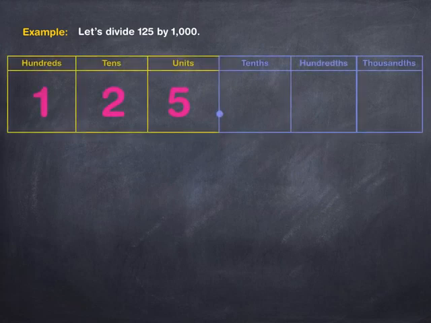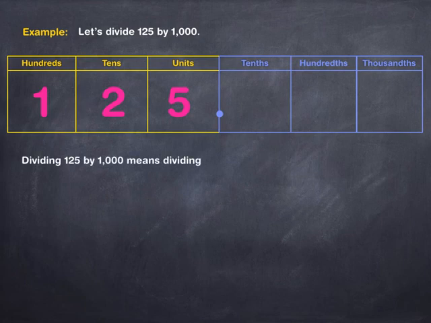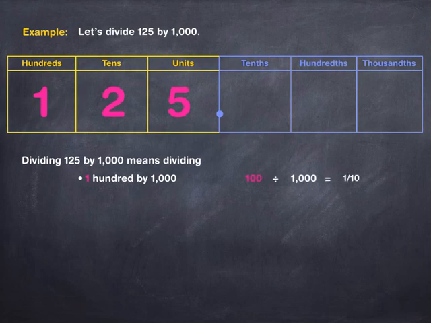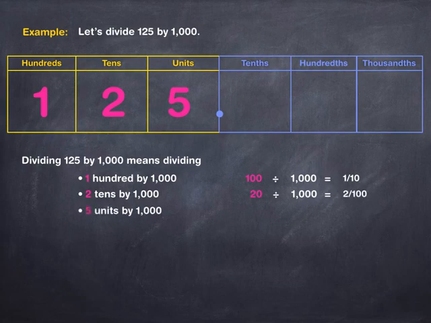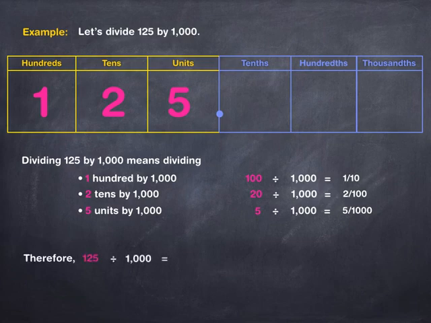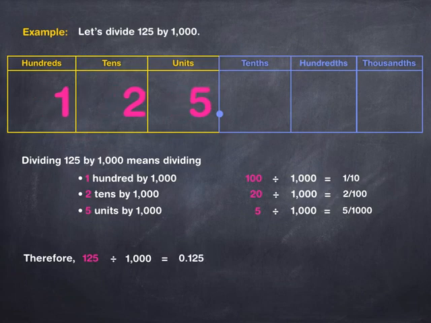Example. Let's divide 125 by 1000. Dividing 125 by 1000 means dividing 100 by 1000, 2 tens by 1000, and 5 units by 1000. Therefore, 125 divided by 1000 is equal to 125 thousandths.